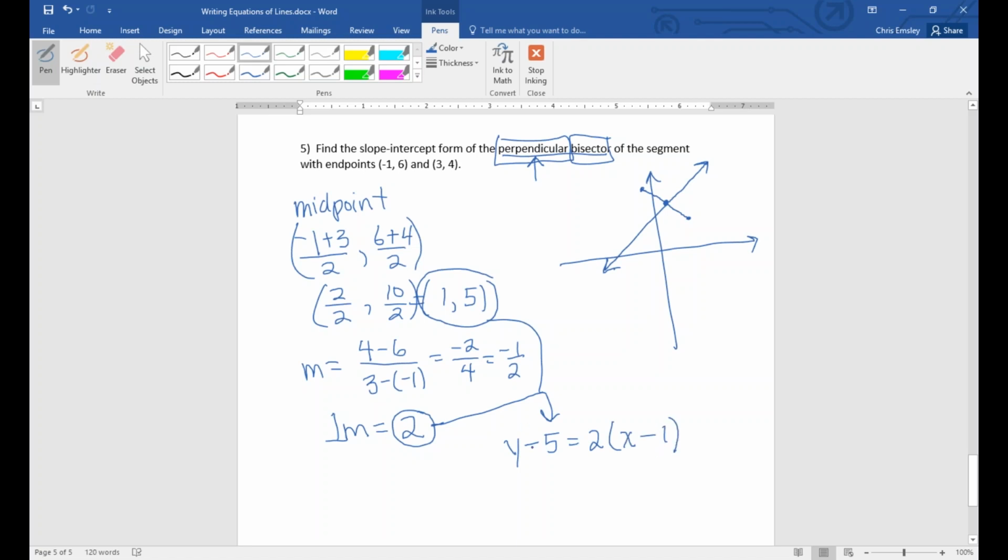Our answer needs to be in slope-intercept form, so we just need to do a little bit of cleaning things up here. We'll distribute that 2, and then add 5 to both sides. Y equals 2x plus 3. That's the slope-intercept form of our perpendicular bisector.